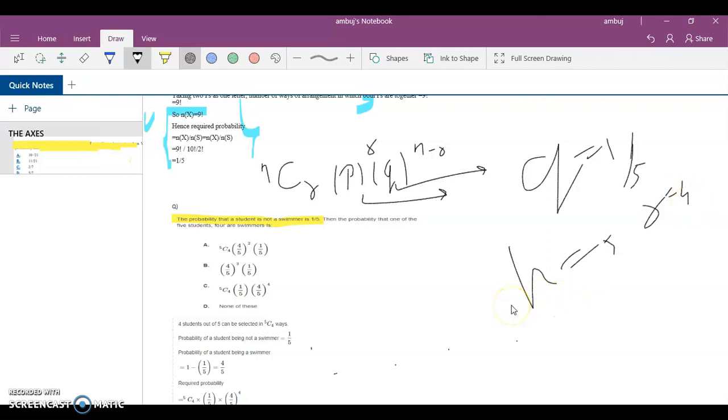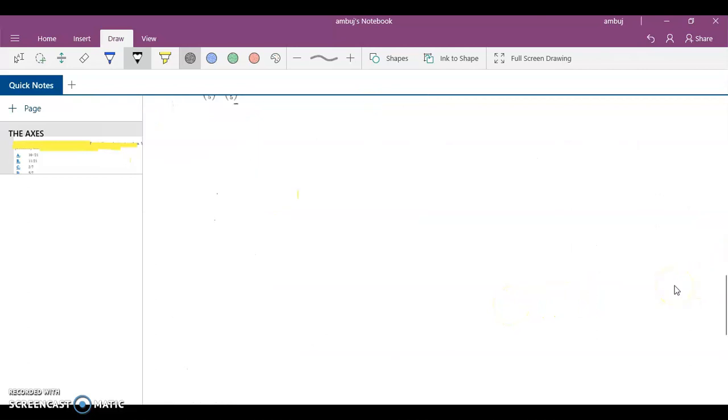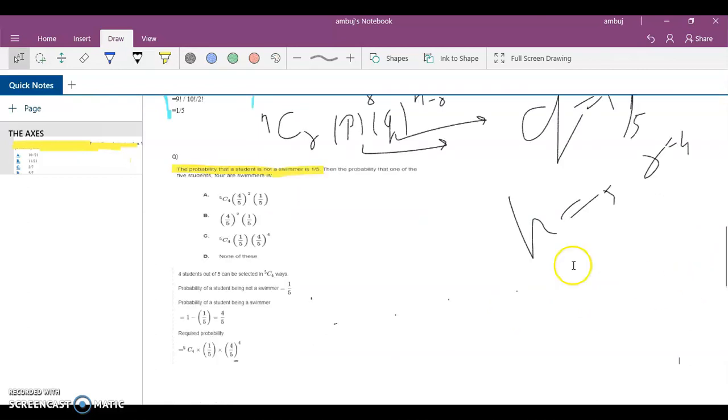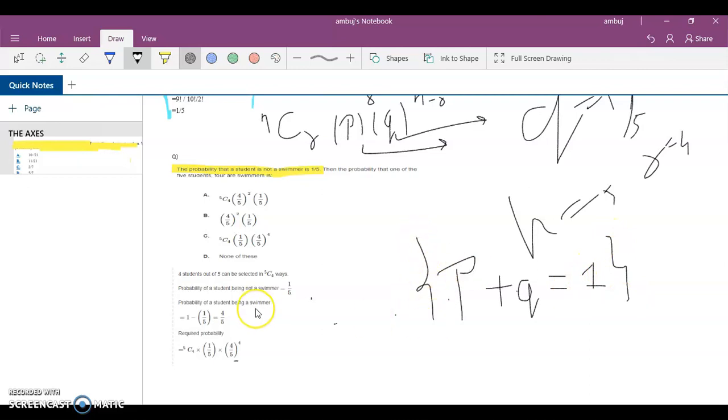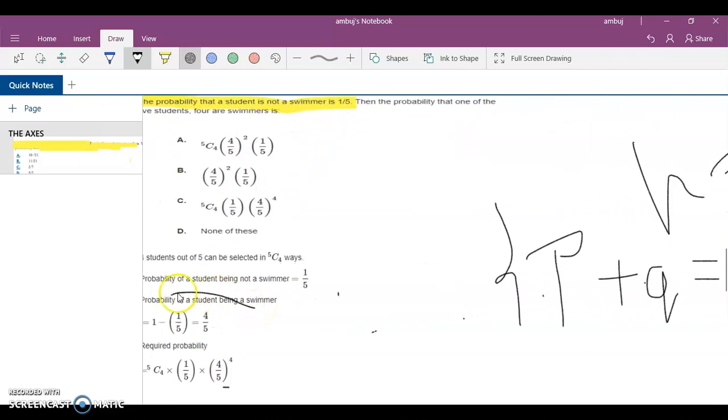To find p, there is a simple equation that is p plus q equal to 1. As we all are aware, the happening of any event and the negation of happening of that event, when we add both these two probabilities, the sum is always equal to 1. So with the help of this we can find the value of p. Here you can see we have found the value of p, that is 4 by 5.